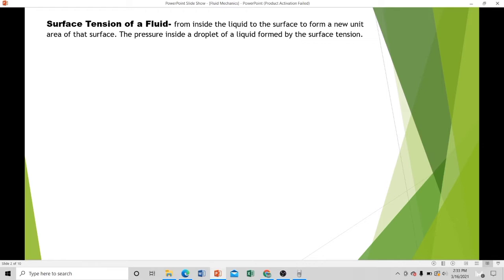Surface tension of a fluid is the energy required to bring molecules from inside the liquid to the surface to form a new unit area of that surface. So the pressure inside a droplet of liquid is formed by the surface tension. Surface tension is the property of the surface of a liquid that allows it to resist an external force due to the cohesive nature of its molecules. To fully understand this definition, we have this example.